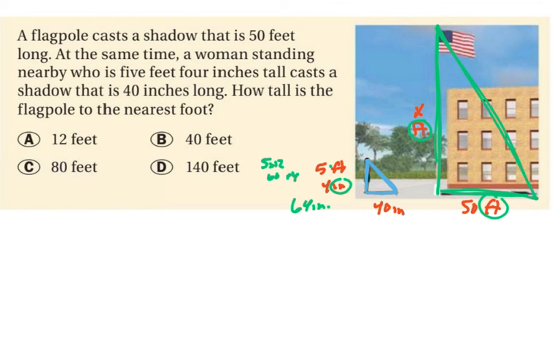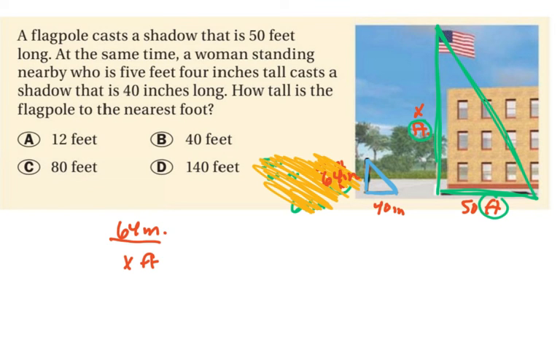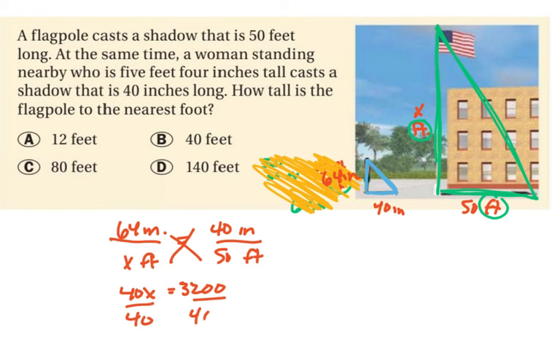That matches up. So we are going to replace all that with her being 64 inches tall. So the 64 inches matches up with the X feet. The 40 inches matches up with the 50 feet. Feet match feet, inches match inches. We are good to go. Cross multiply, 40x equals 3,200. Divide by 40, x equals 80 feet. And that makes the answer C.